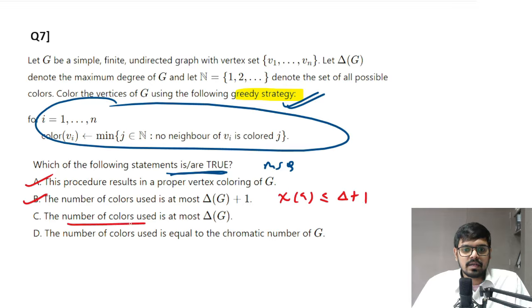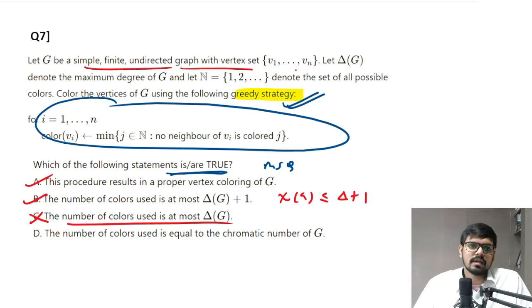The number of colors used is at most delta. Wrong. Why wrong? Because it was Brooks' theorem, which works for connected graphs with delta greater than or equal to 3, but this is not a question specific to connected graphs only. So this is not a conditioned graph. This is a simple, finite, undirected graph, a general statement. So Brooks' theorem cannot be used here.